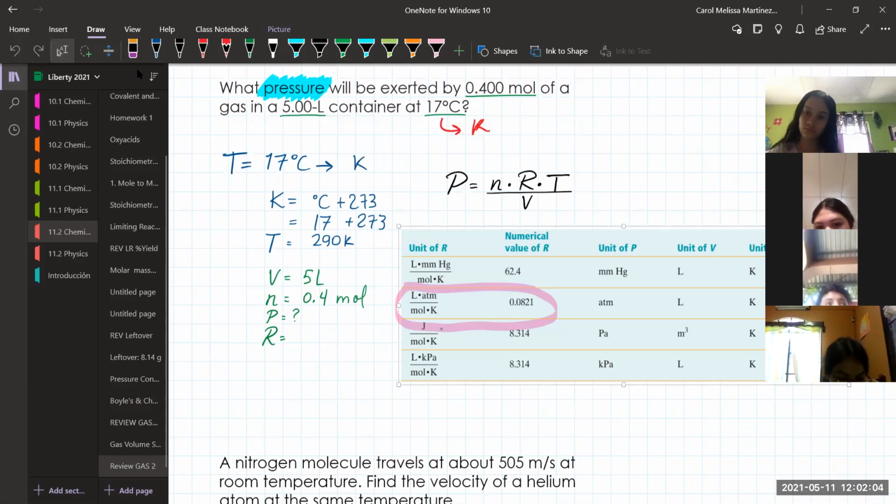In the quiz, of course, I will tell you in what units I want my pressure, for example, and you will have to use the ideal gas constant that corresponds. So in my case, because I prefer to use atmospheres, I'm going to be using this R, 0.0821 liters ATM over mole Kelvin.